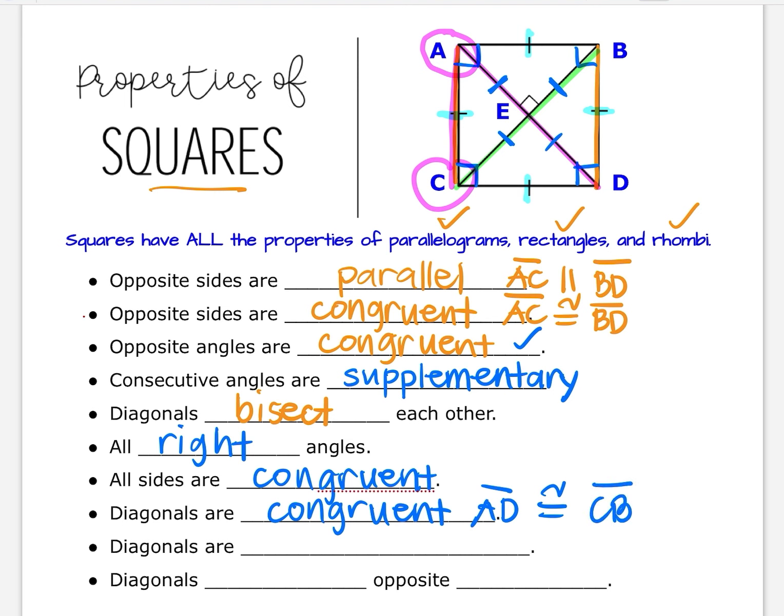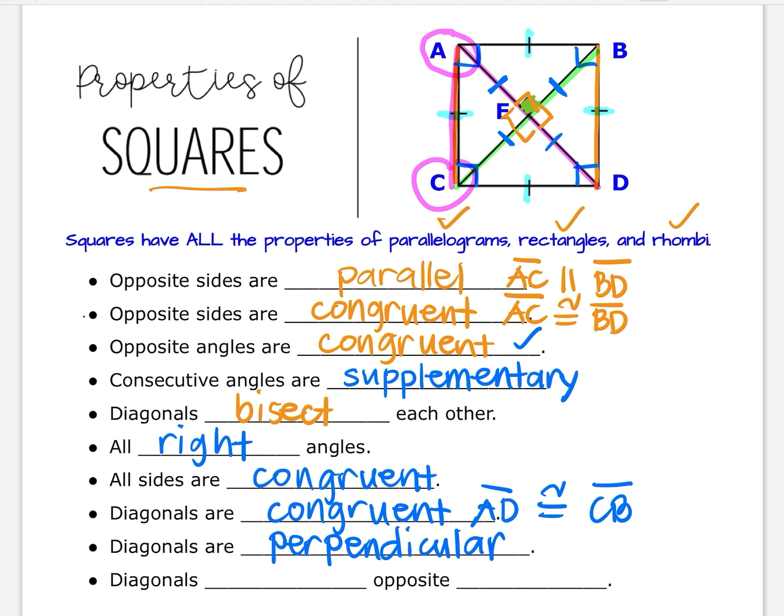The next property is that the diagonals are perpendicular. So perpendicular meaning that these two diagonals, the green and the pink line, segment CB and segment AD, create a right angle in the middle. So not only this angle here, but as well as this. So all angles in the center create a 90 degree angle. So that is what we meant by diagonals are perpendicular.